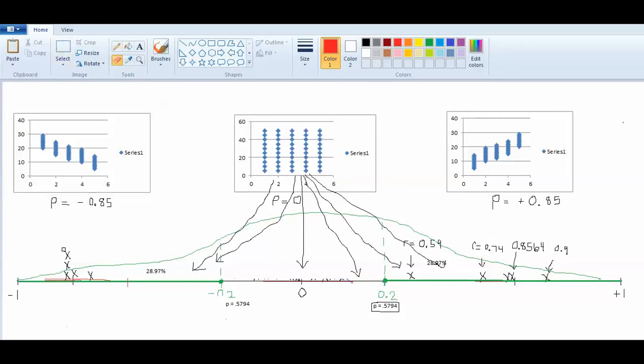I'll erase some of this work that we've done earlier. It's hard for me to erase all of it. I'll do the best I can.